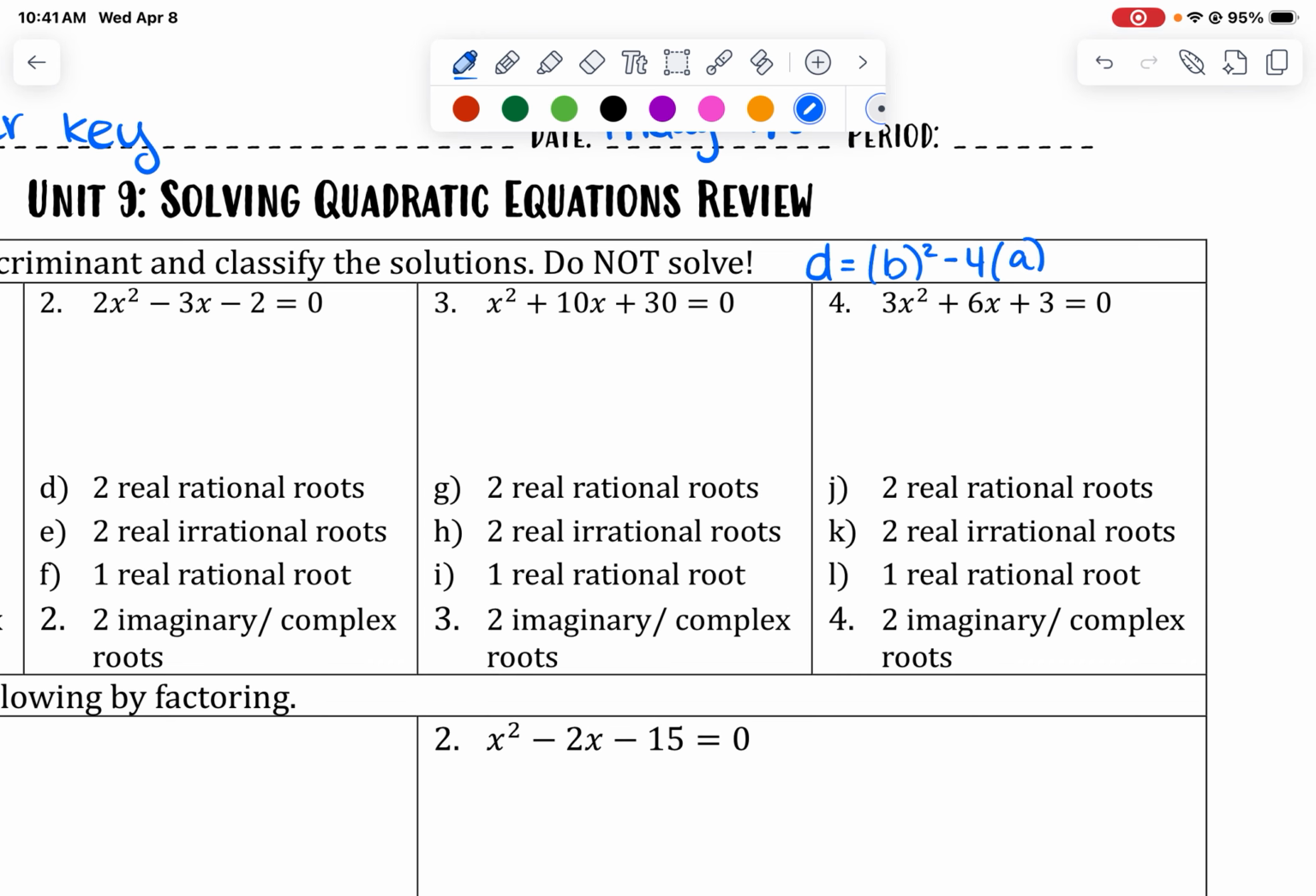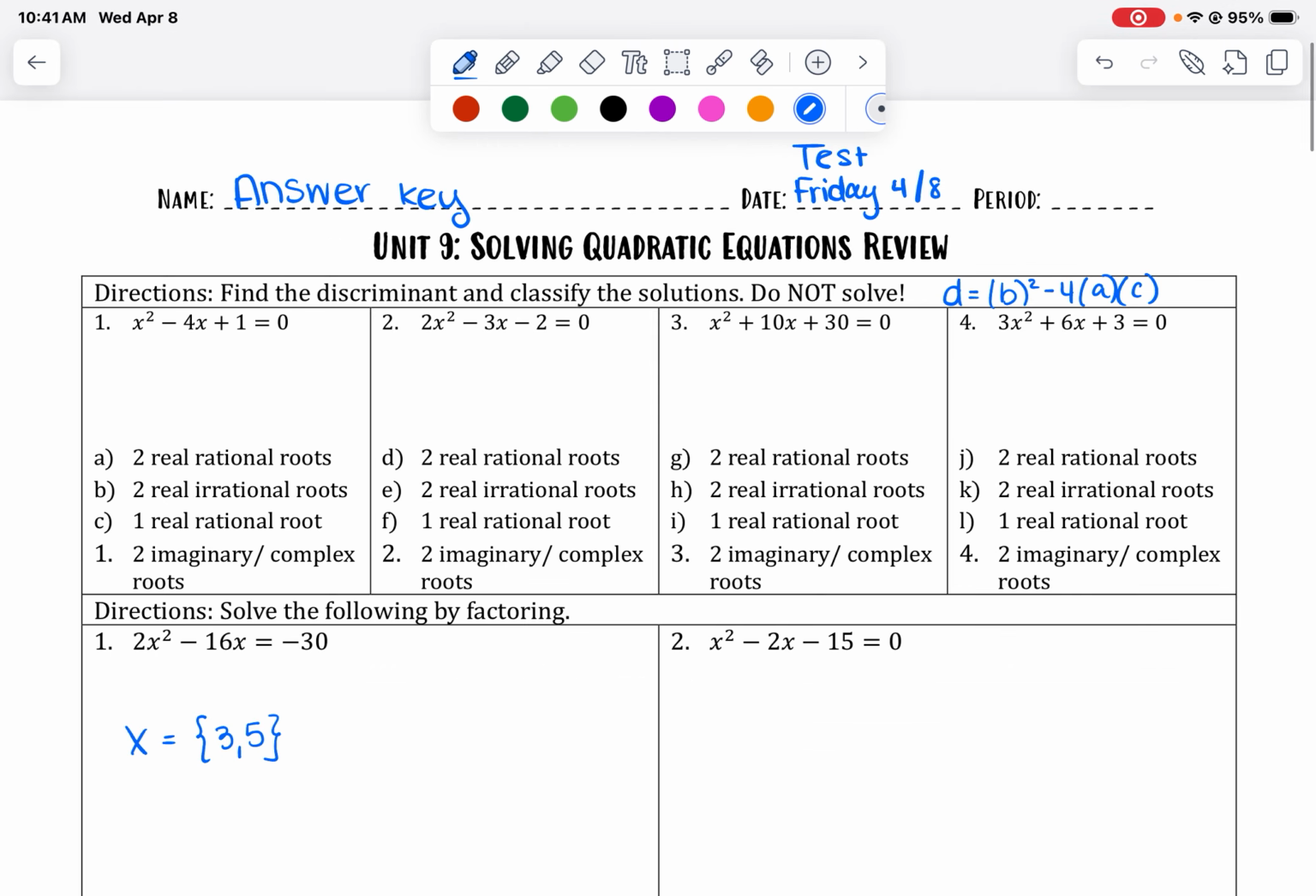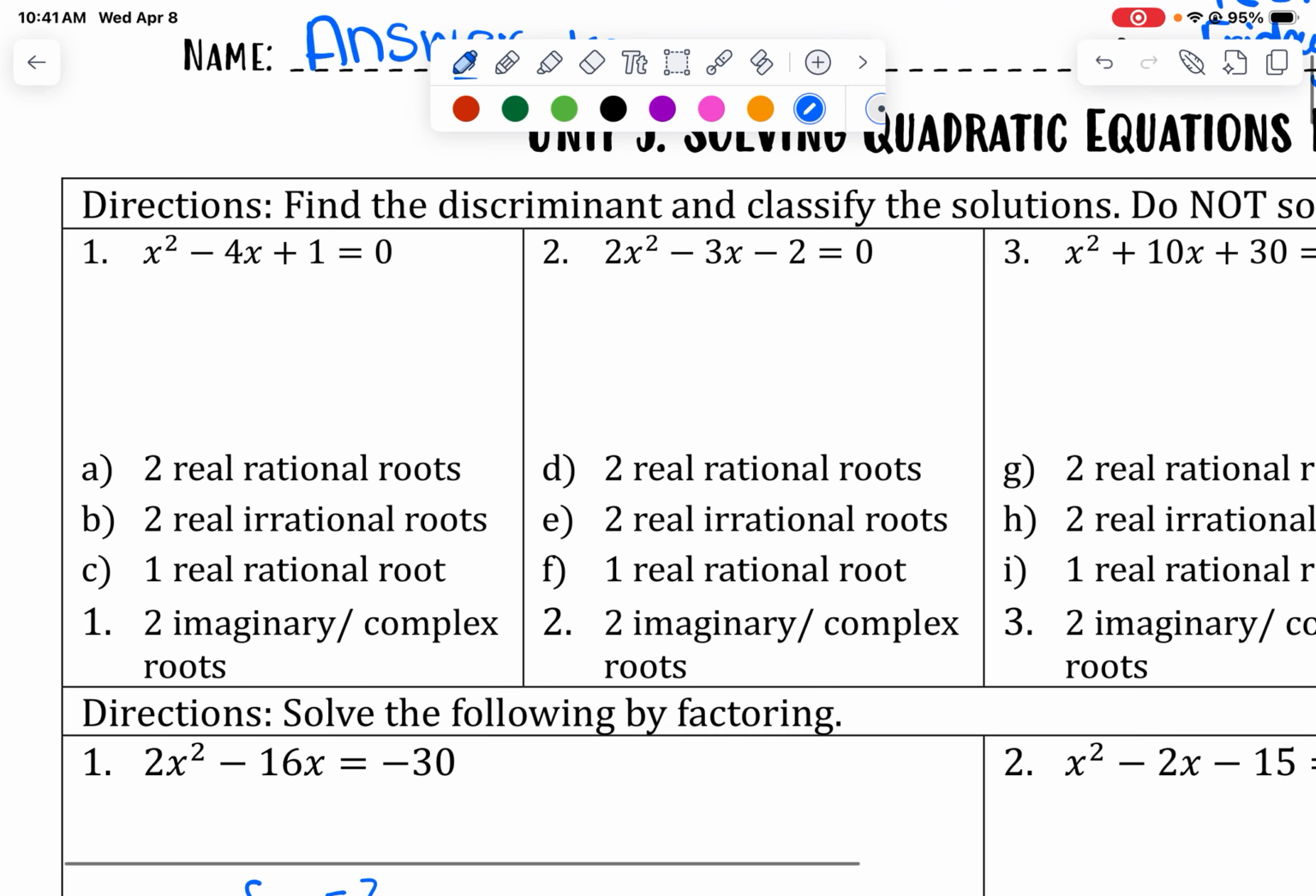Then I have to get rid of that 2. So I'm going to divide both sides by 2. And I get x squared is equal to negative 8. Now I'm going to take the square root of both sides. And when I do that, I get x is equal to plus or minus.